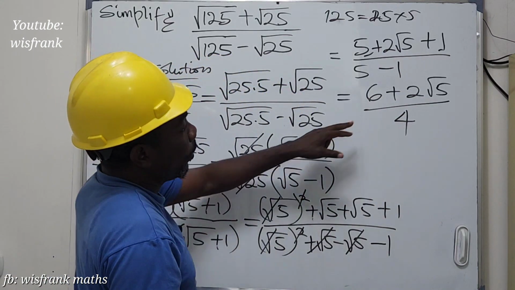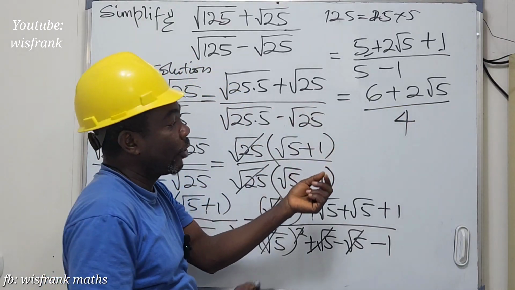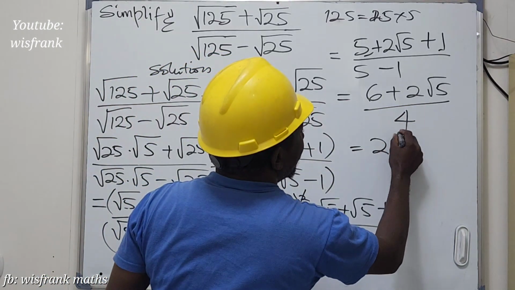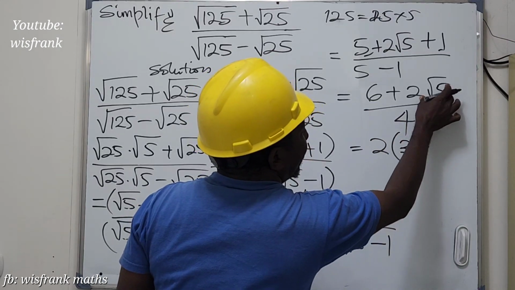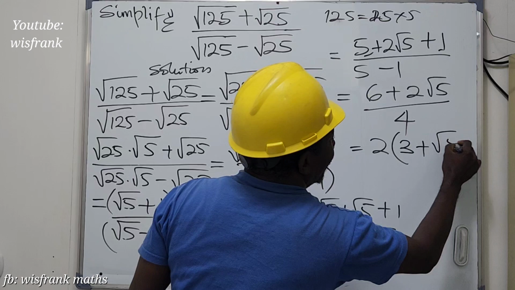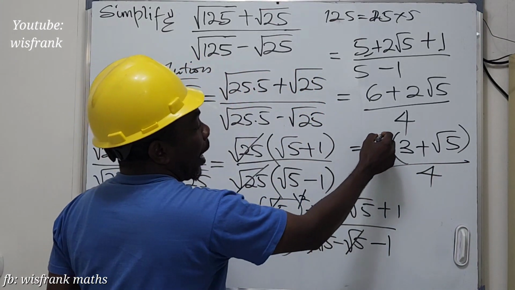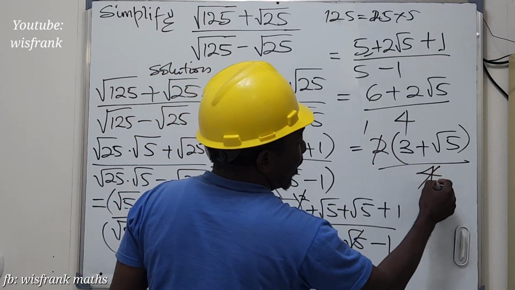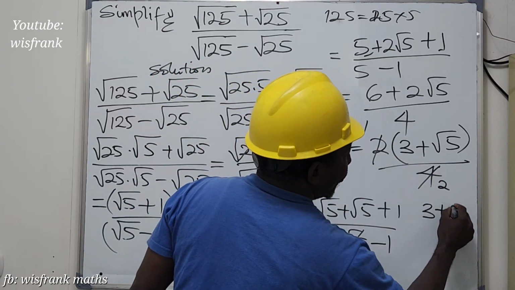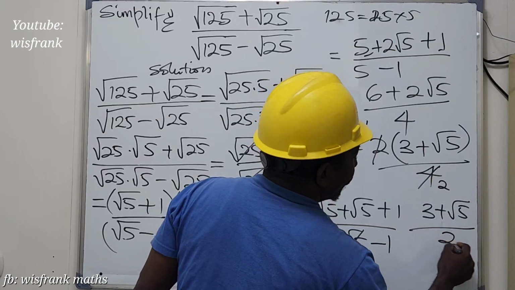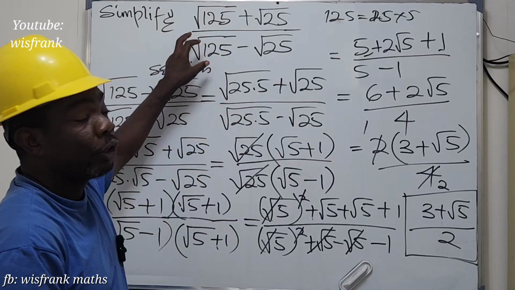We can see that we have 6 and 2, and 2 is a common factor, so we can factor it out. This becomes 2 into, 6 divided by 2 gives us 3, plus root 5, all over 4. Then 2 cancels into 2 in the numerator and 2 cancels into 4, leaving 2. So we are now left with 3 plus root 5 all over 2. This is our simplified answer to this question.